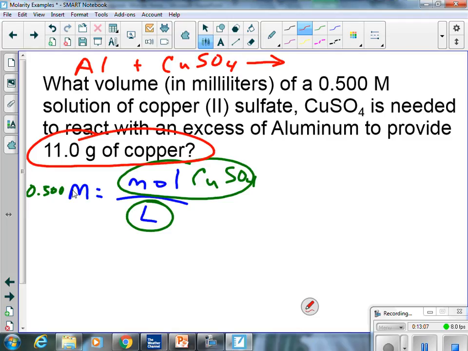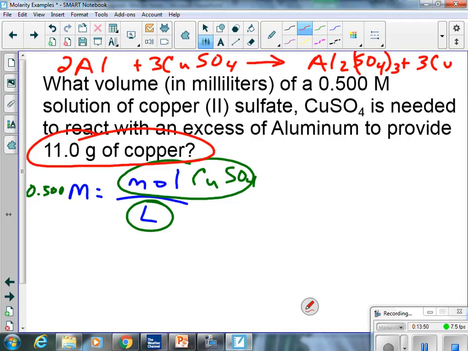My activity series, okay? We did a lab similar to this. Matter of fact, my other class did it yesterday, where you had to put it and let it dry in the oven. I know that aluminum will replace copper, so I'm going to get aluminum sulfate and copper. Now all I need to do is balance. So I'm going to put a 3 here, a 2 here, and a 3 here.